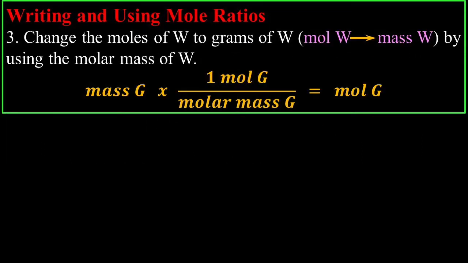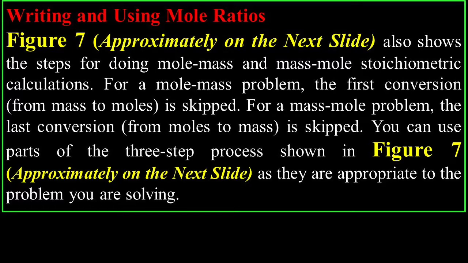The third step is change the moles of W to grams of W, moles W to mass W, by using the molar mass of W. Mass G times 1 mole G over molar mass G equals mole G. And that concludes the three steps to use when writing and using mole ratios to solve a mass-mass stoichiometric problem.